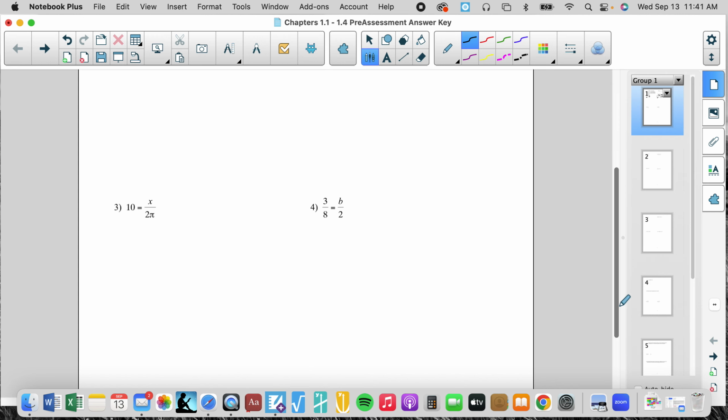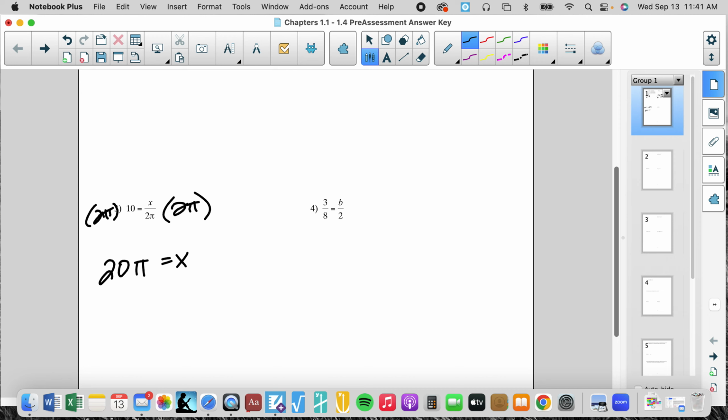We'll move on. What's happening to the variable? It's being divided by 2 pi. So we will multiply both sides by 2 pi. And that gives us 2 pi times 10 is 20 pi equals x.